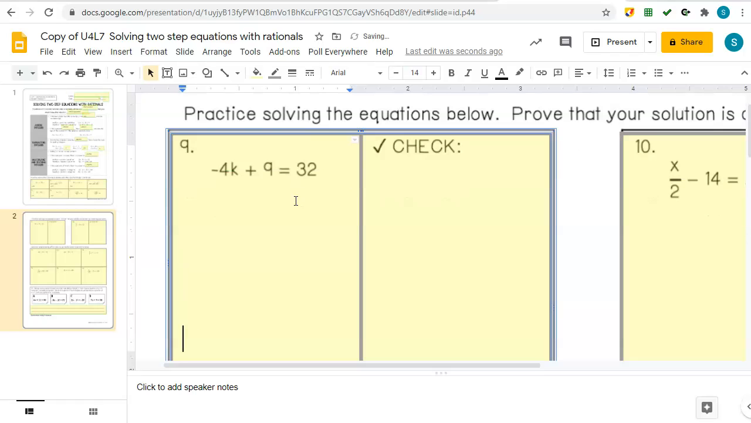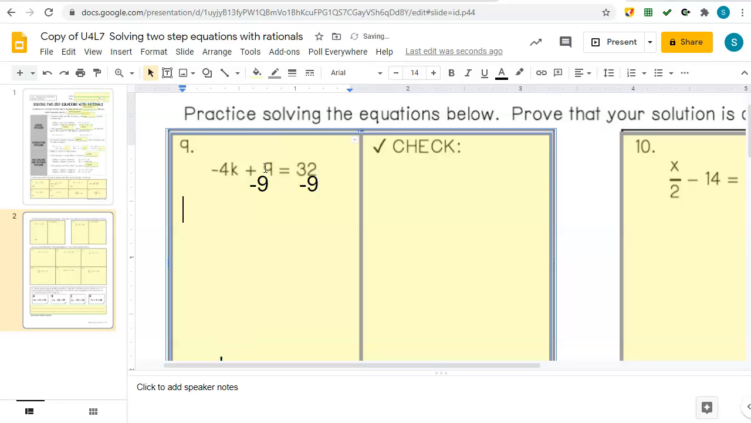So remember, our goal is to get k equals. So let's look at here. Well, other than the k, we have the negative 4, and that's multiplied, and the 9, which is added. So let's figure out how to get rid of those each at a time. We always want to work backwards, so we're going to try to get rid of this plus 9. We're just going to subtract 9.